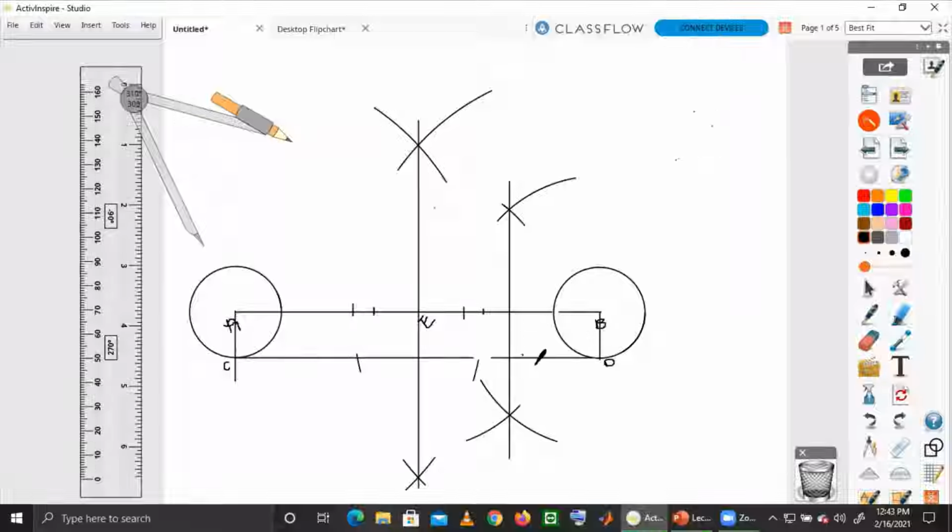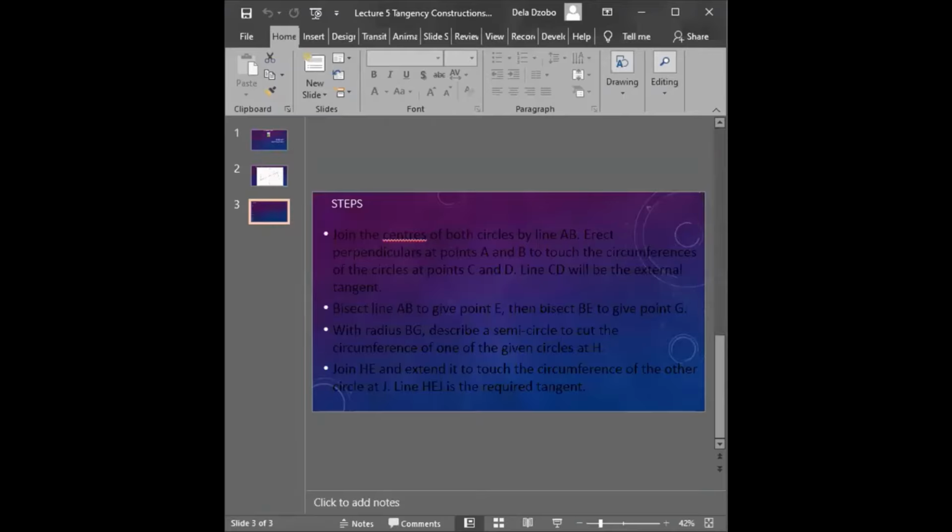So now I have my point G. Our point G is right over here. Sarah, where are you? If Sarah talks fine, I'll consider. But if Sarah does not, okay, so the next step says that with radius BG, describe a semicircle to cut the circumference of one of the given circles at H. Are you following?